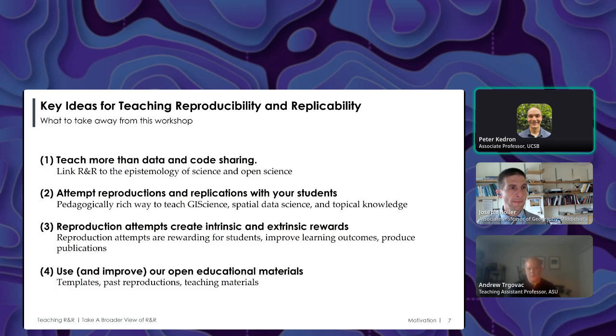Similarly here, we think this is a really good way to teach. We think it's pedagogically rich, and we think it really improves both student-level outcomes and professor-level outcomes. So this is kind of a hard pitch to all those in the room here: not only are you creating rewards for your students and giving them this challenging and enriching classroom experience, but we've also been able to produce a number of publications by doing these reproduction and replication attempts with our students. So if you're thinking about it from the typical academic incentive standpoint, as a professor, getting publications is obviously important, and this is a way to do all these things together at once.